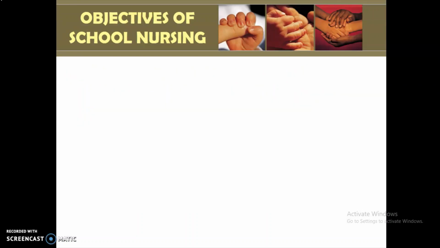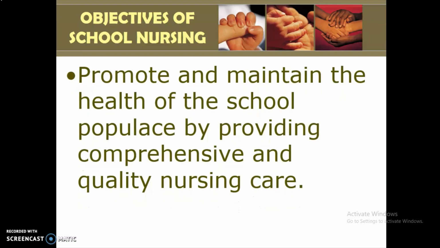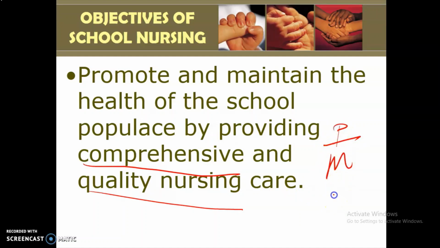Now, the objective of school nursing is to promote and maintain the health of the school populace by providing comprehensive and quality nursing care. When you talk about comprehensive and quality nursing care, it has to be aligned with the definition of the World Health Organization in terms of health, wherein health is a complete physical, mental, and psychosocial well-being and not merely the absence of a disease. Therefore, we have to focus not only on the physical but also on the mental status of the patient and of course the psychosocial status of the school populace. So yan po yung mga dapat nating i-cover.